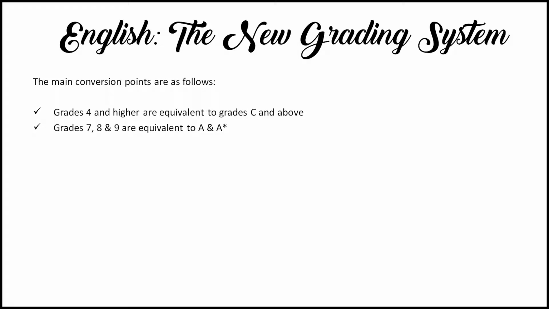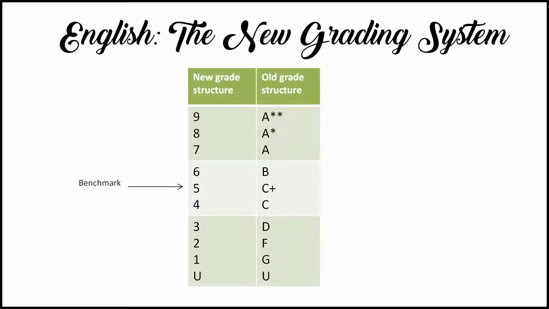Grades 4 and higher are equivalent to grade C and above. Grades 7, 8 and 9 are equivalent to your A and A star. The chart on the screen gives you a clearer indication of the conversions from old grades to new grades. As you can see, a 1 is equivalent to a G, a 2 is equivalent to an F, a 3 is equivalent to a D.